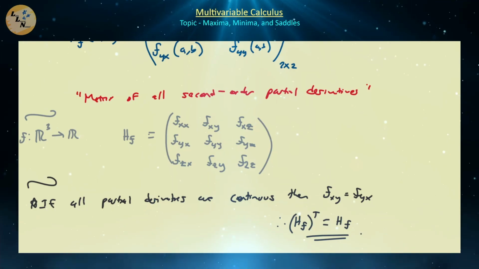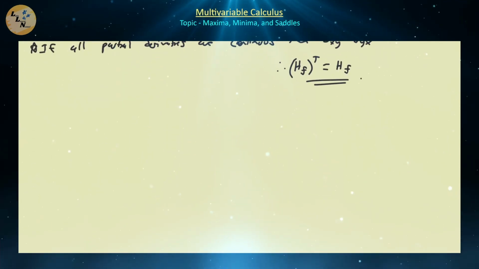So now that we have the Hessian matrix defined, we're going to introduce a theorem that is going to help us classify a point as either a maximum, a minimum, or what we're going to call a saddle point. So, theorem.